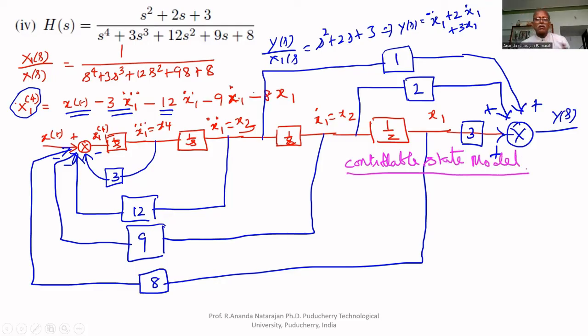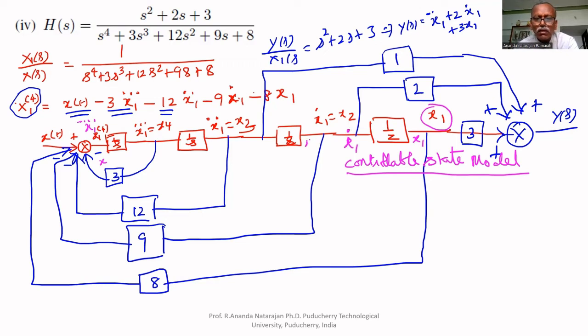So first, from the transfer function, we got the controllable canonical realization. That is the physical model. From that physical model, we can get a state model which is controllable. Controllable state model. To obtain that, this is x1. Therefore, here it is x1 dot. This is x1, means this is x1 dot.